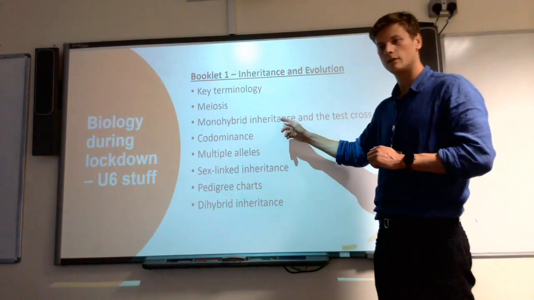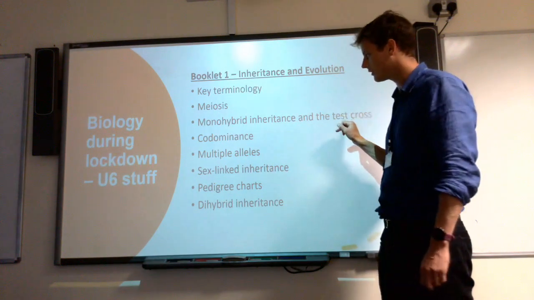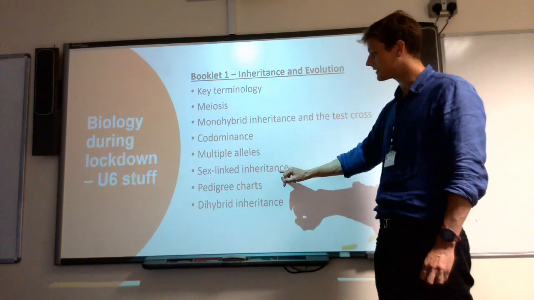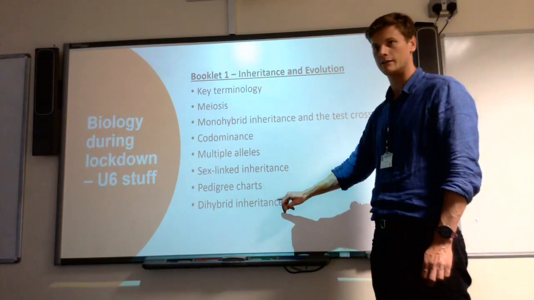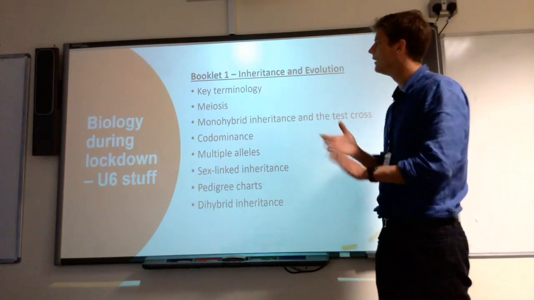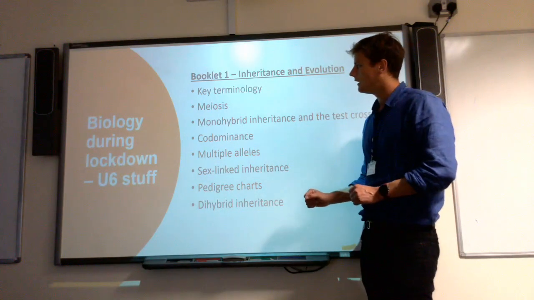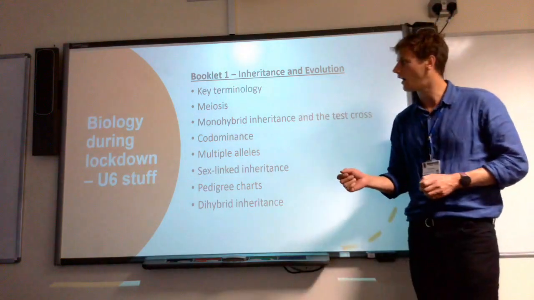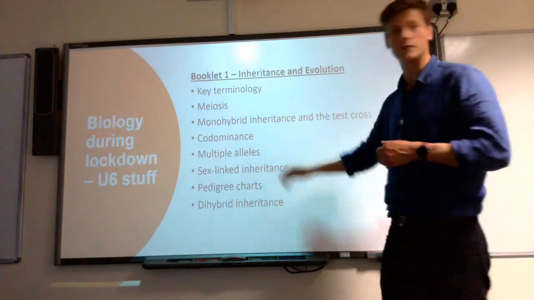Then we looked at some inheritance. So monohybrid inheritance and the test cross, codominance, multiple allelism, sex-linked inheritance, pedigree charts, and finishing off with dihybrid inheritance, which takes you up to about halfway through that booklet 1. We finished at dihybrid inheritance, and you'll be really pleased to know that in the first few weeks after, from next week onwards, we're going to recap most of this.